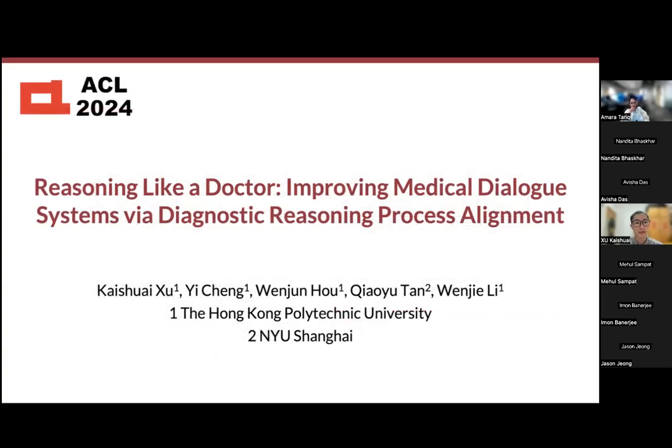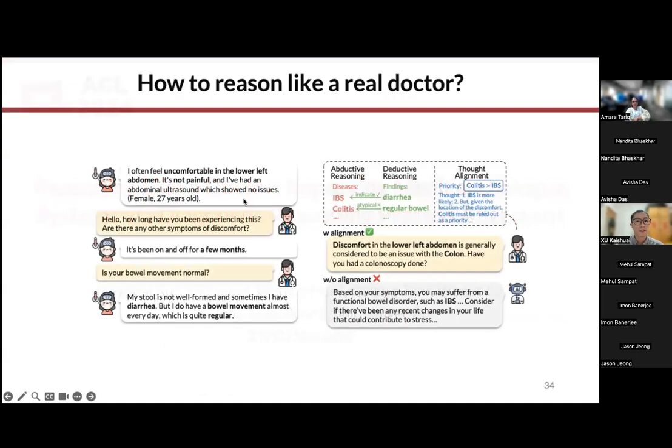Okay, then the third work is about the reasoning, about the doctor's reasoning capabilities. Here the topic is reasoning like a doctor, improving dialogue systems via diagnostic reasoning process alignment. This work aims to address the challenge of how to reason like a real doctor. Here's an example to describe why this is a very important challenge.